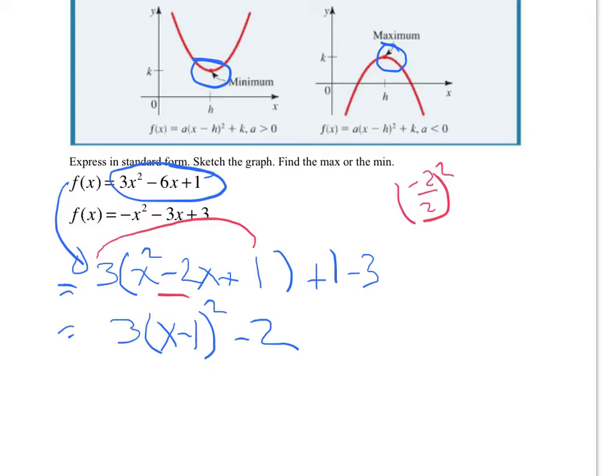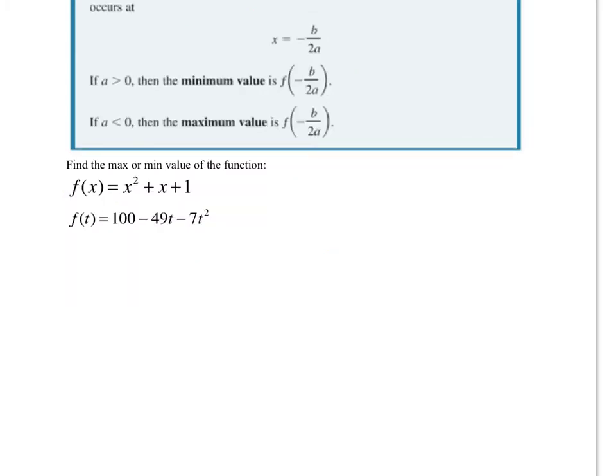We can sketch the graph. It's a shift, and then a stretch, and then another shift. And you can find the intercepts, find the x-intercept and the y-intercept, and then decide whether you have a max or a min, and say what that value is. And then I'll just leave the second one to you. Move on to the next set.